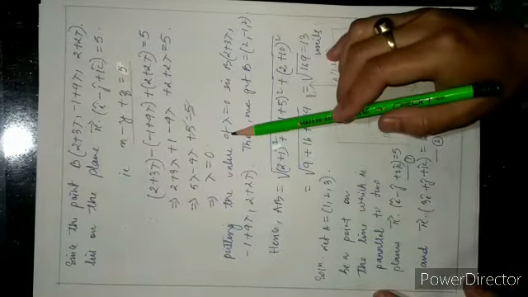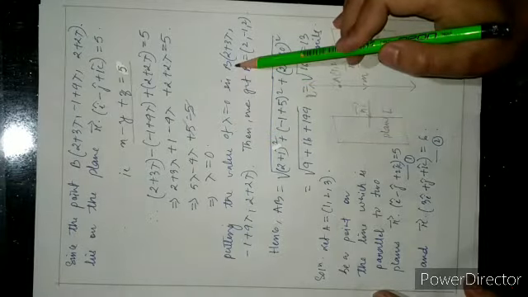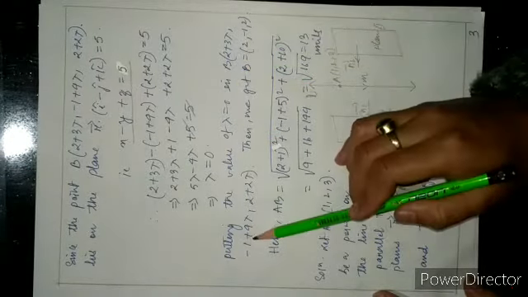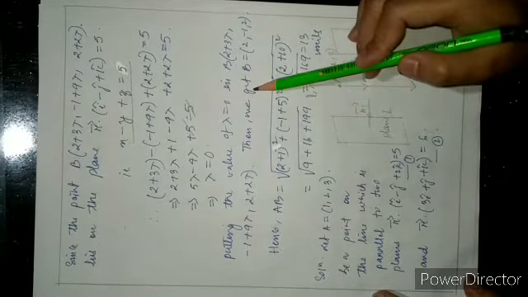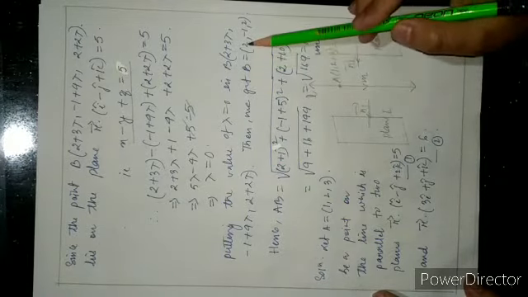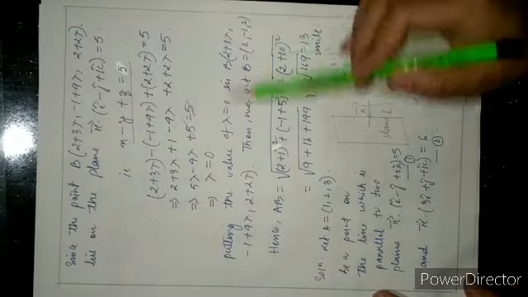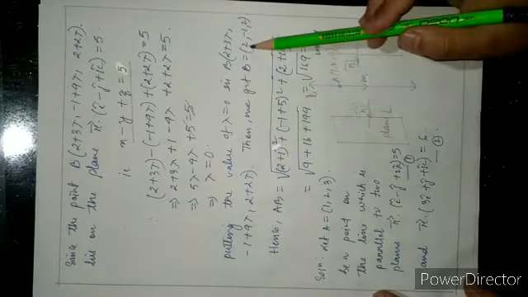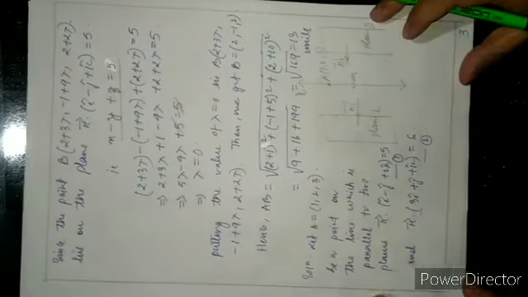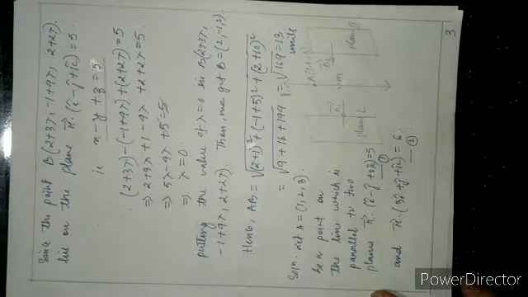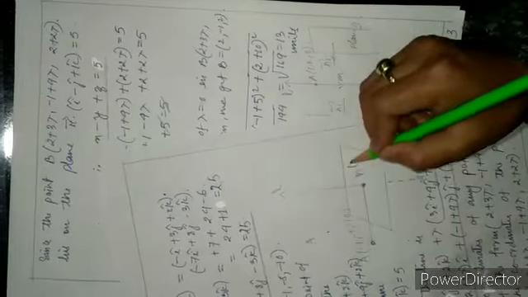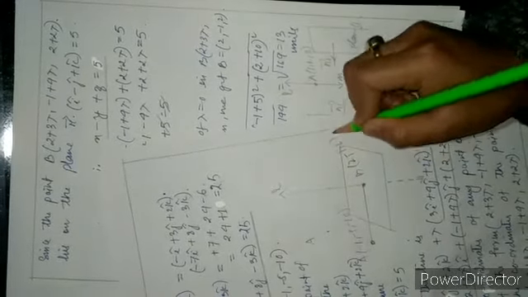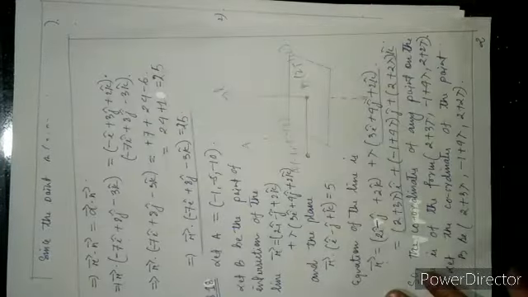So putting the value of lambda equal to 0 in the coordinates of B, 2 plus 3 lambda, minus 1 plus 4 lambda and 2 plus 2 lambda, we get B equal to 2, minus 1, 2. So the coordinates of B are 2, minus 1 and 2.